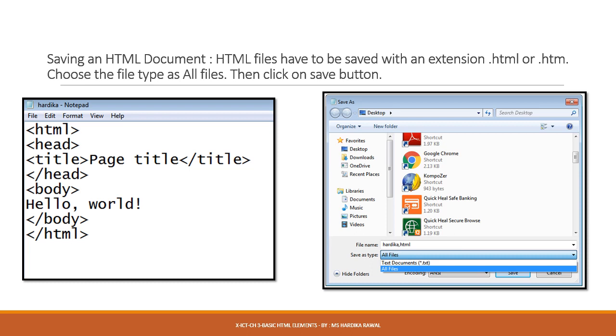For example, I have given my name as hardika.html to my document. Then in the file type, I have to choose the option of All Files. By default, the option of Text Document will be saved because of the Notepad, but we have to change it to All Files to save a document as an HTML document to view it in the browser.